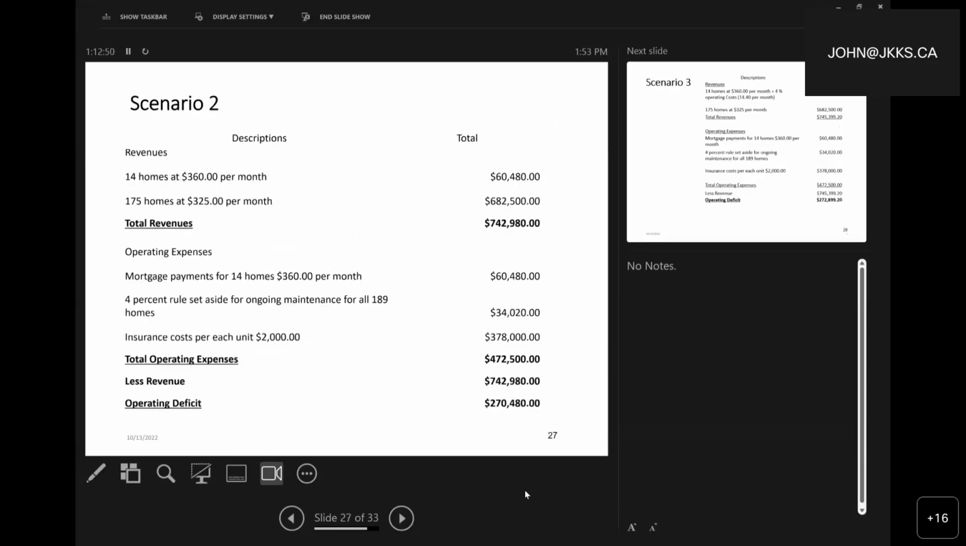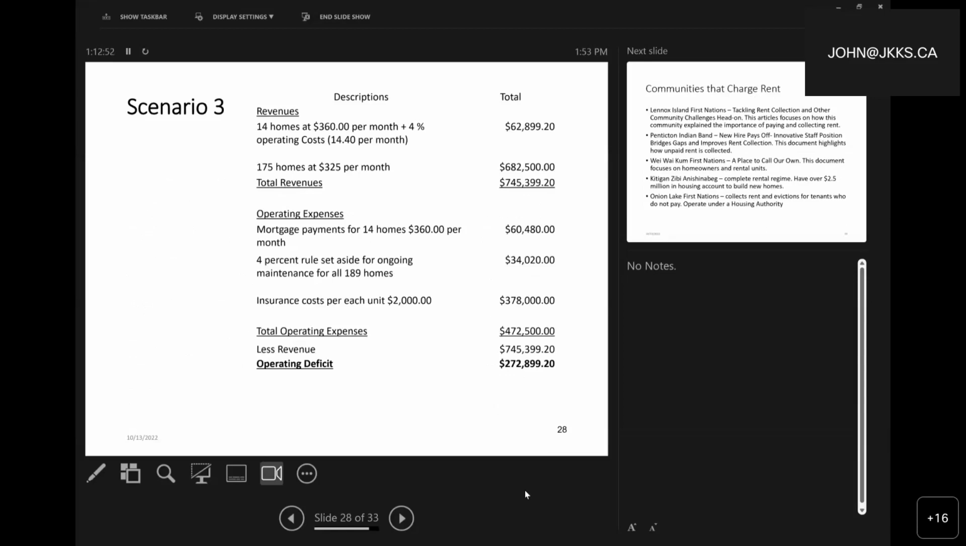So basically $2,000. $2,000 will buy a lot of duct tape, right? A lot of small repairs. So just by adding that $14.40, you're able to bring in some extra money, like doorknobs, extra.